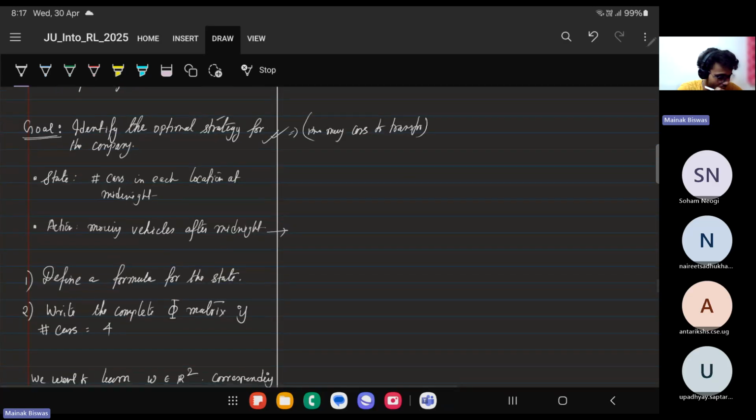And now we have a few questions. We have to define a formula for the state, right? And then we have to define a state space matrix with that. So let us try to do that.